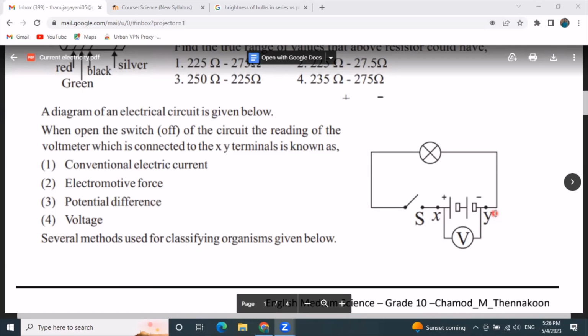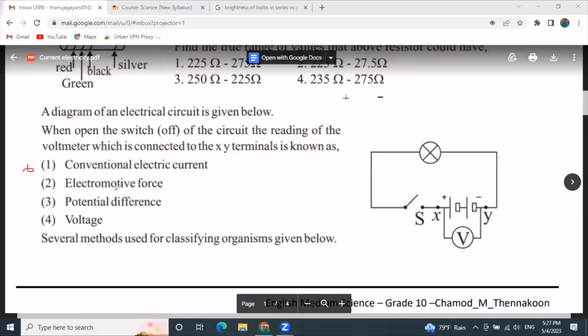Okay, let's look at the answers. First answer, conventional electric current. We know that to measure the electric current, we should connect an ammeter in series. So here is a voltmeter, so the first answer is incorrect.